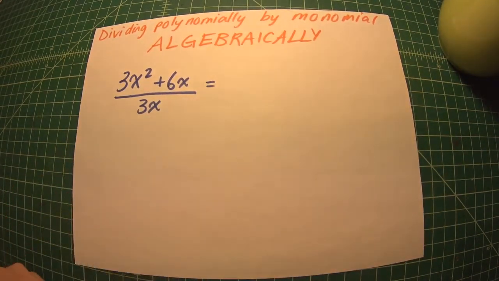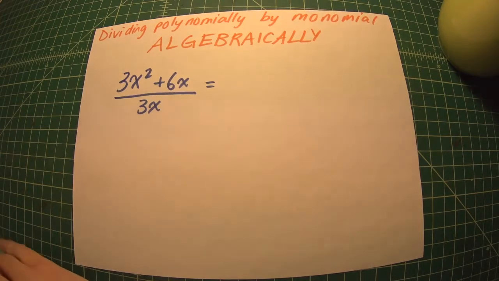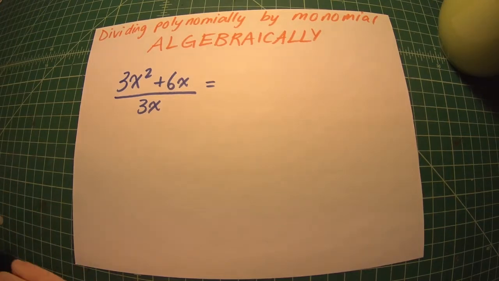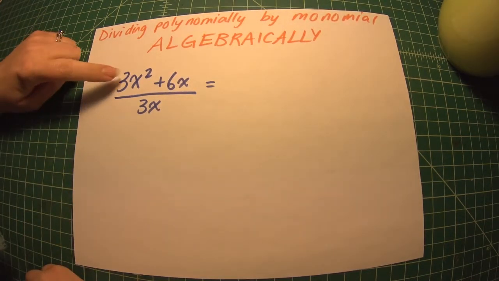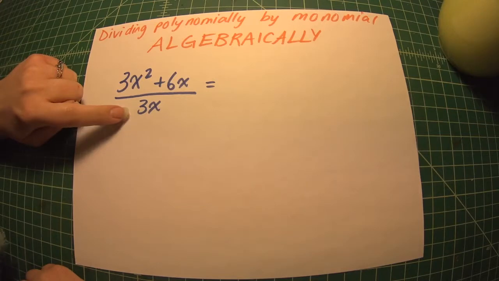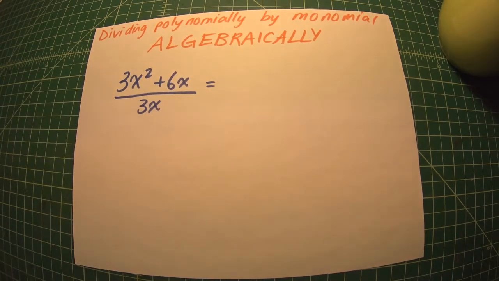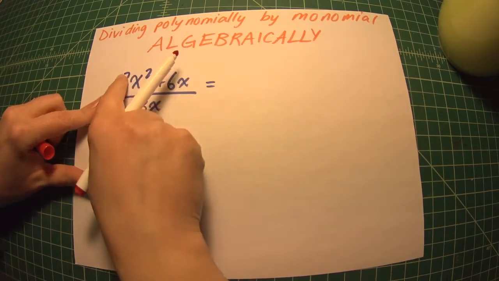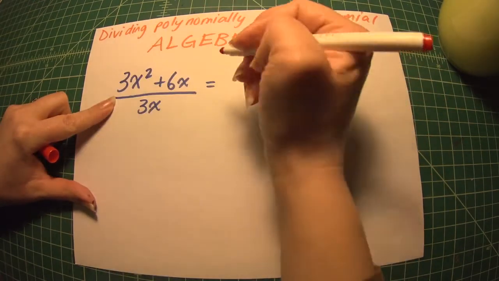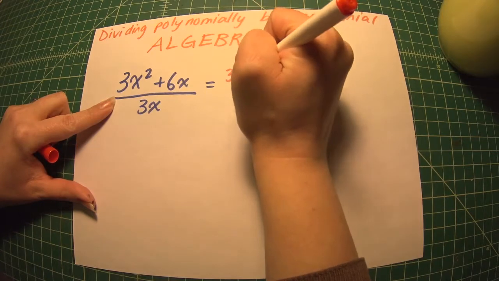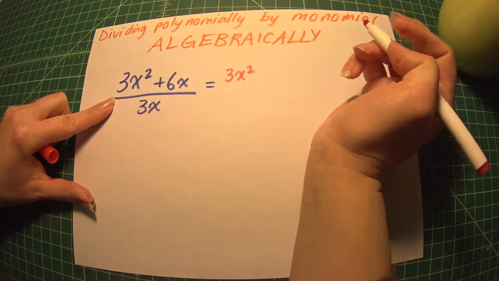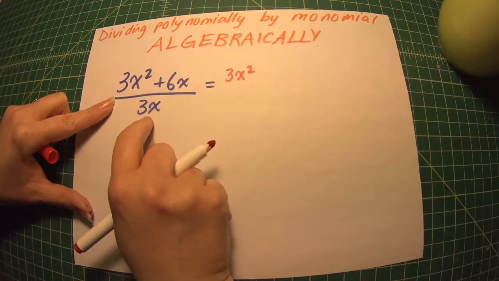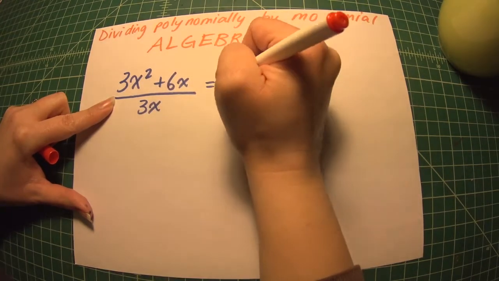So this is actually not that different than multiplying polynomials by monomials, in that we are going to divide each term of the polynomial by the monomial. So let me show you what I mean. The first term of my polynomial is this positive 3x squared. So take that, and then I'm going to divide it by my monomial, 3x.